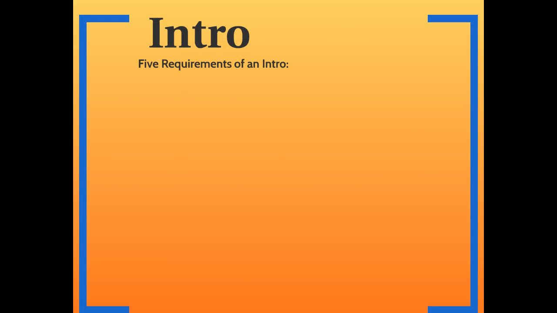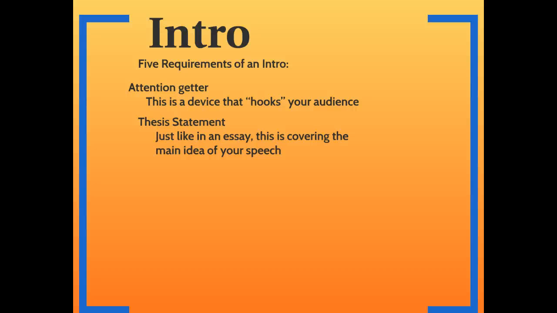So, first, you need to have an attention getter. This is what I'm talking about with getting the audience's attention, something that's going to hook them in. Could be a wide variety of things, maybe telling a story, using a really dramatic quote or statistic, doing some sort of activity. So you actually could use some of the techniques that we just talked about for engaging your audience. A thesis statement. So this is basically the main idea of your speech.